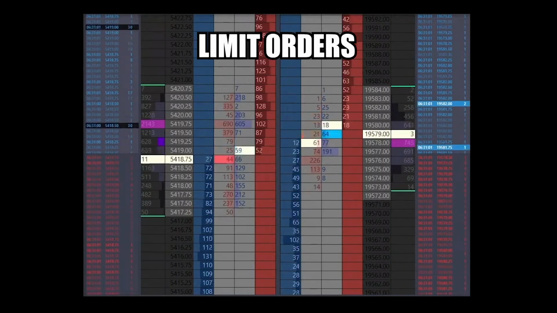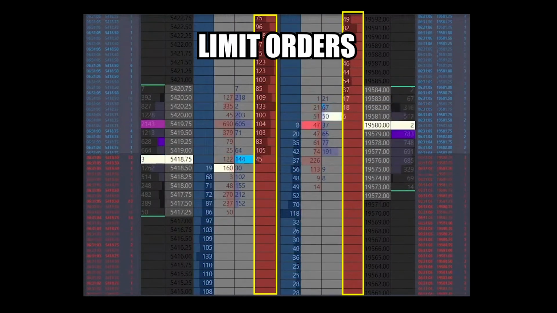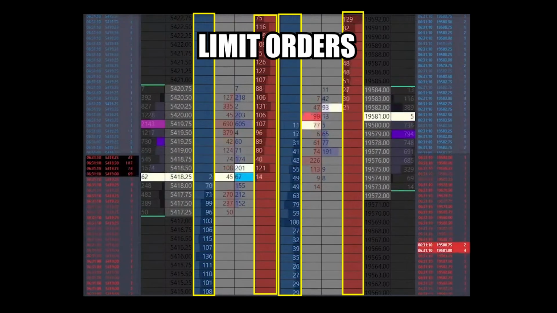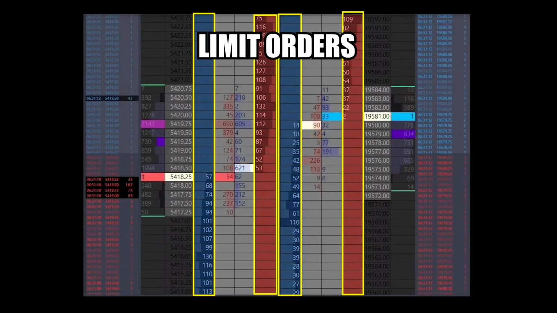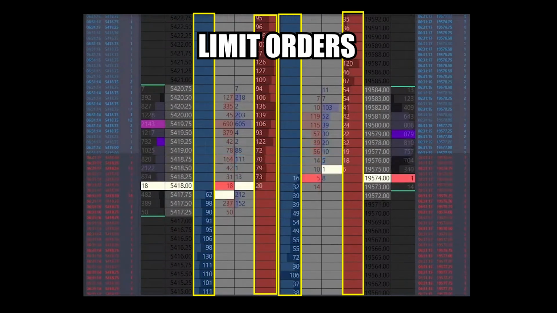position. On either side of the middle columns, you'll see resting limit buy orders on the left and resting limit sell orders on the right. The number on either side represents the total number of orders in the queue for that particular tick, and these numbers will change as limit orders are sent and pulled away from the market.